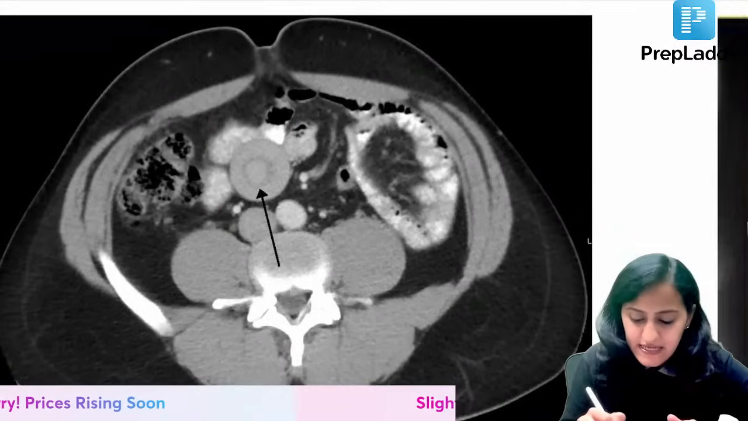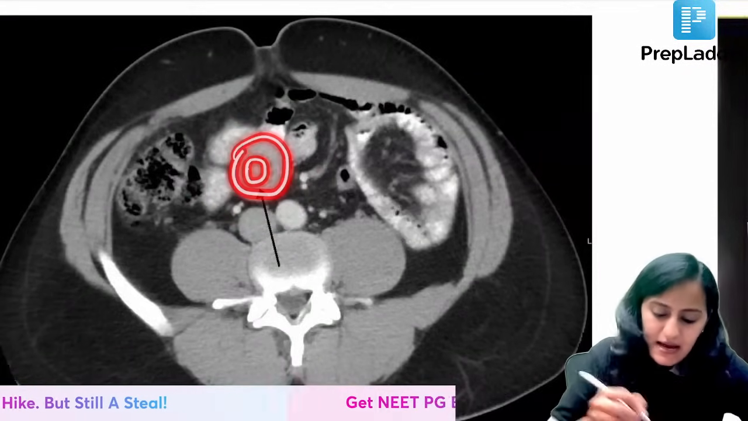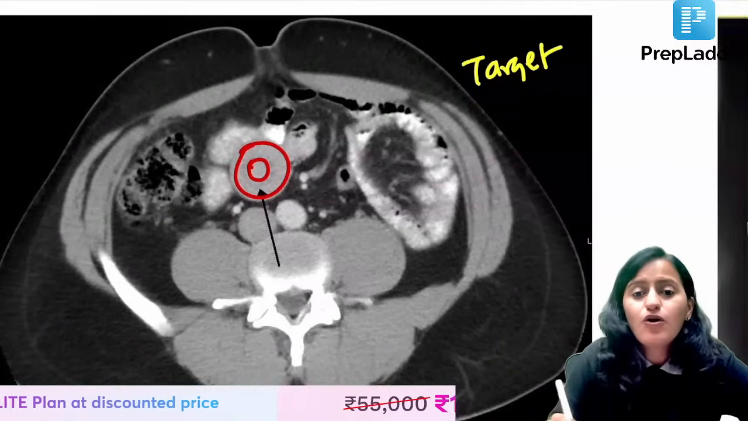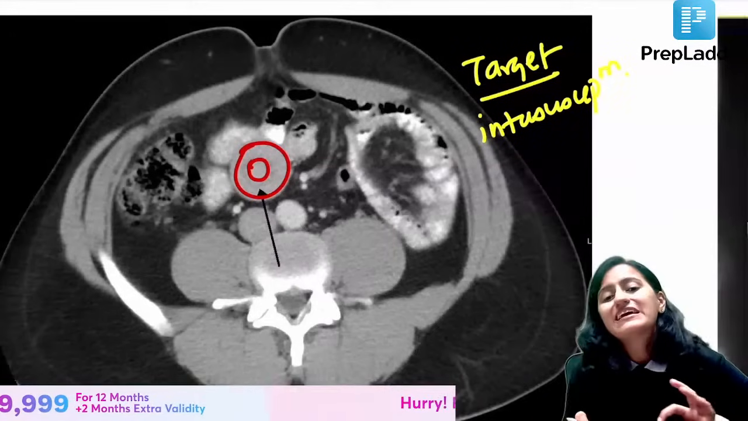Next one, what are you seeing here? What is this appearance? There is inner bowel and outer bowel. So this is the target sign of intussusception. Okay, this is the target sign of intussusception.